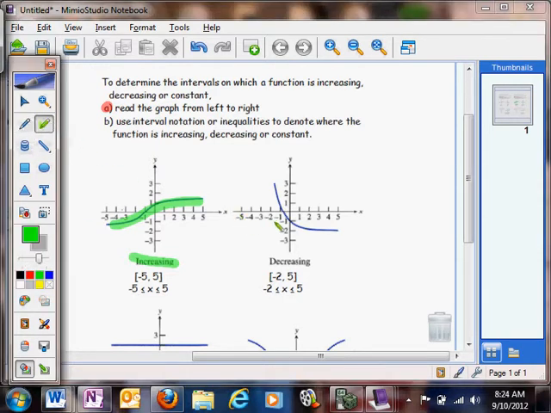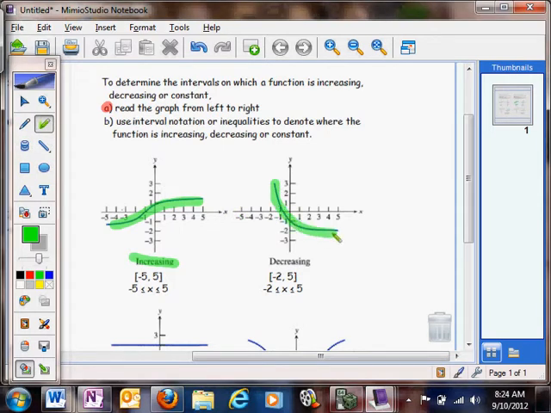On the second graph, starting from left to right, obviously it is decreasing the entire way. So on the interval from -2, when x is -2, which is pretty close, it might be a little off on the graph, but from -2 to 5, we're decreasing.